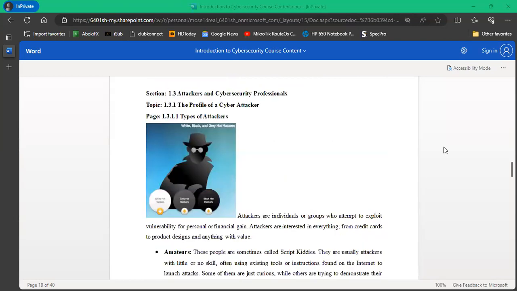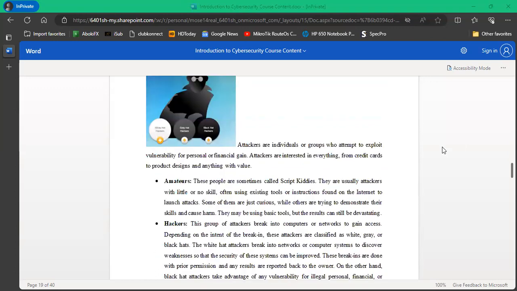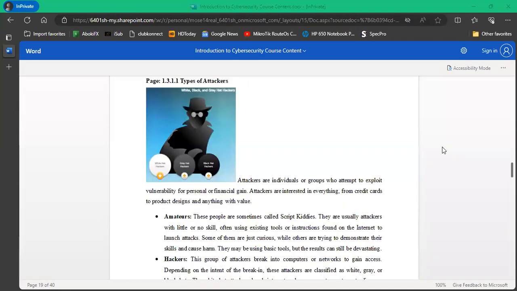So the profile of a cyber attacker, types of attackers. Attackers are individuals or groups who attempt to exploit vulnerability for personal or financial gain. Attackers are interested in everything from credit cards to product design and anything of value to us. We have different types. We have white hat hackers, gray hat hackers, and black hat hackers.